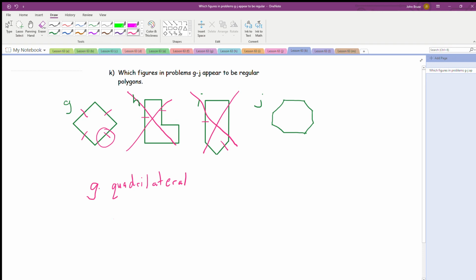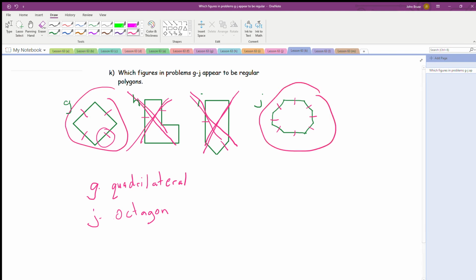And then this one over here is J, and I didn't draw it very nicely, but in the book it certainly appears that all the sides are equal. So we're going to go ahead and write J for the octagon. So these two are not regular because they don't have equal sides, and these are because they have all equal sides.